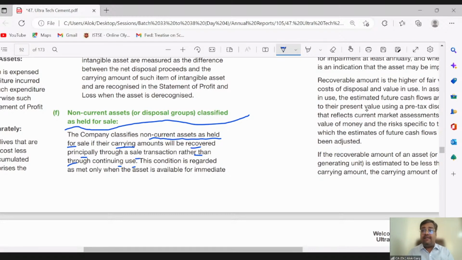Have I told you this line? That the company should classify the non-current asset as held for sale if the carrying amount is principally intended to be recovered through a sale transaction, not through continuing use? Yeah.